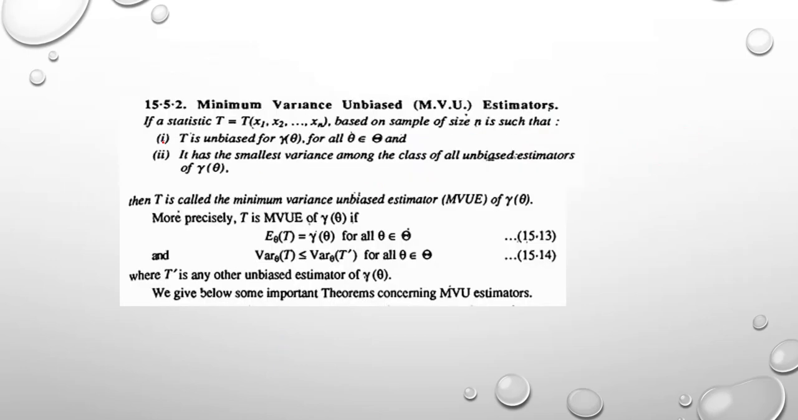Okay, this is the second important result in efficiency: minimum variance unbiased estimators. For minimum variance unbiasedness you need to satisfy two conditions: it is unbiased for gamma of t, and it has the smallest variance among the class of unbiased estimators of gamma of t. This is important. Generally the rules are: expected value of t equals gamma of t, and variance of t is less than or equal to variance of t star. Okay, now we can see some results on minimum variance unbiased estimators.